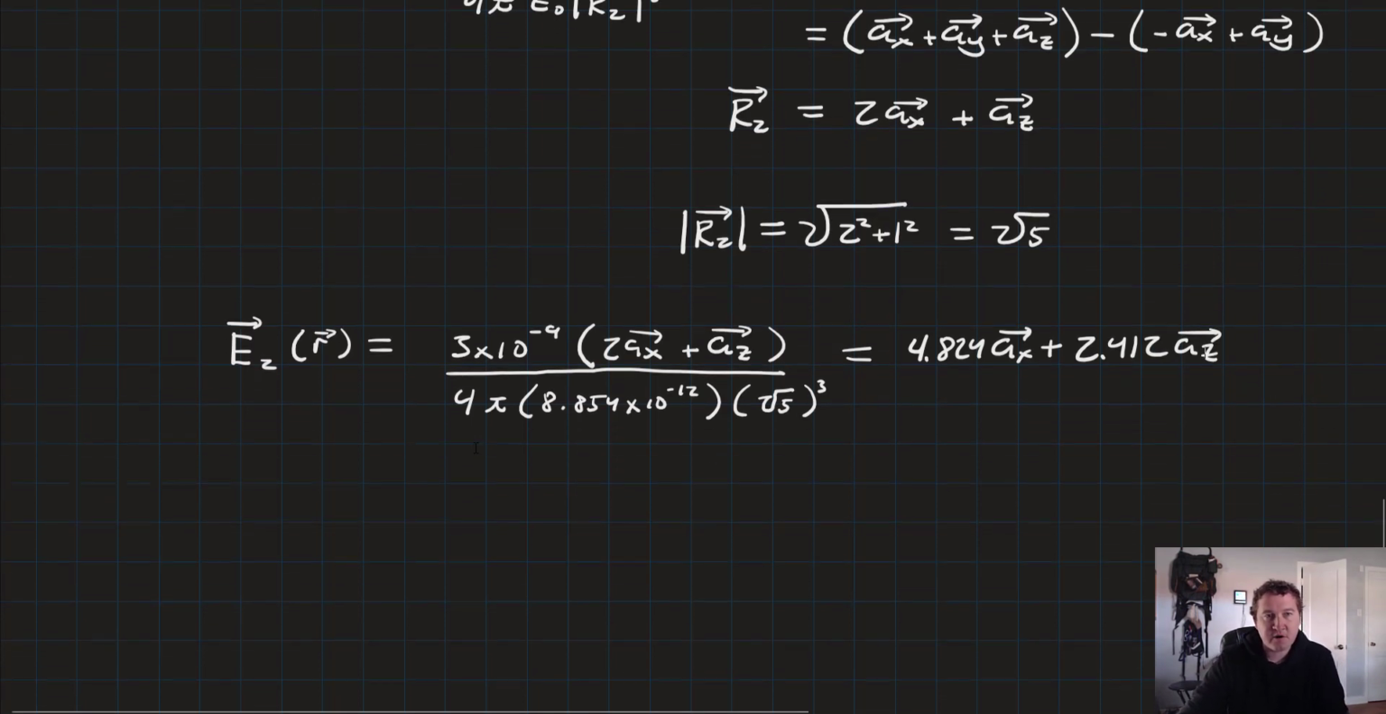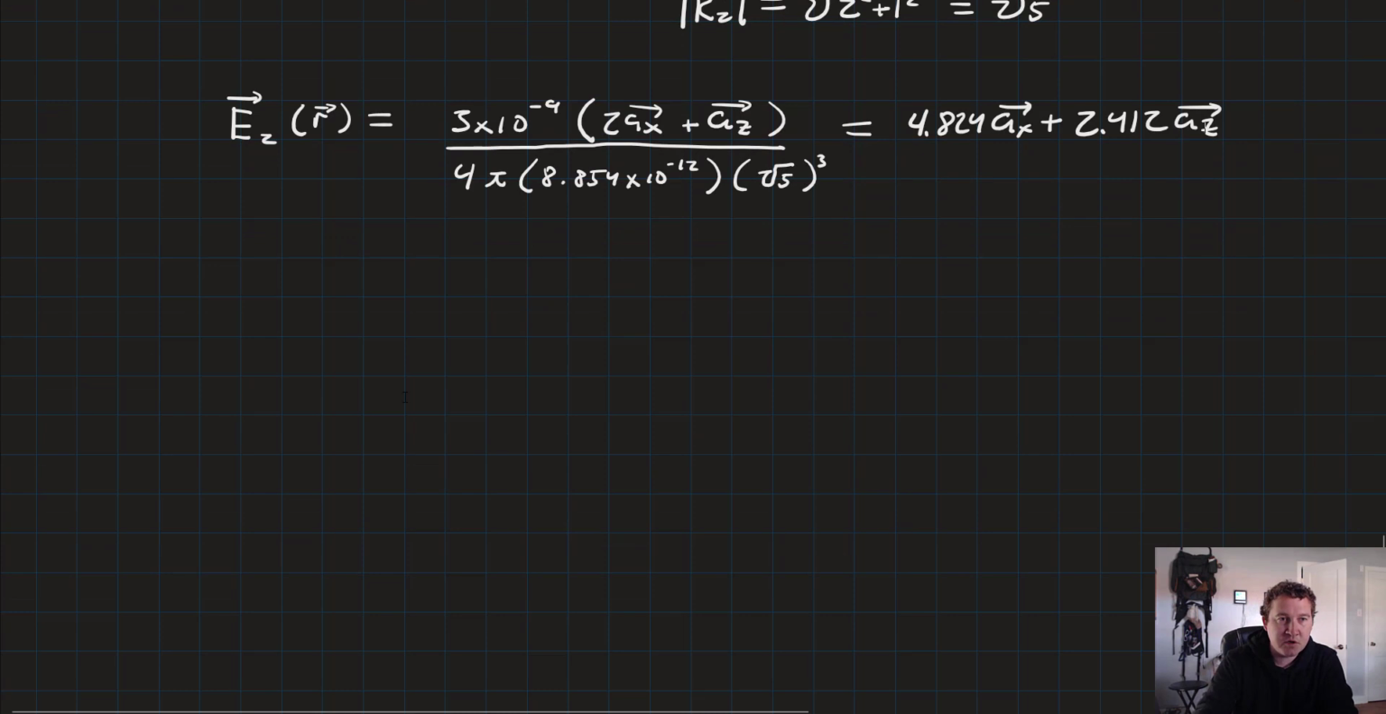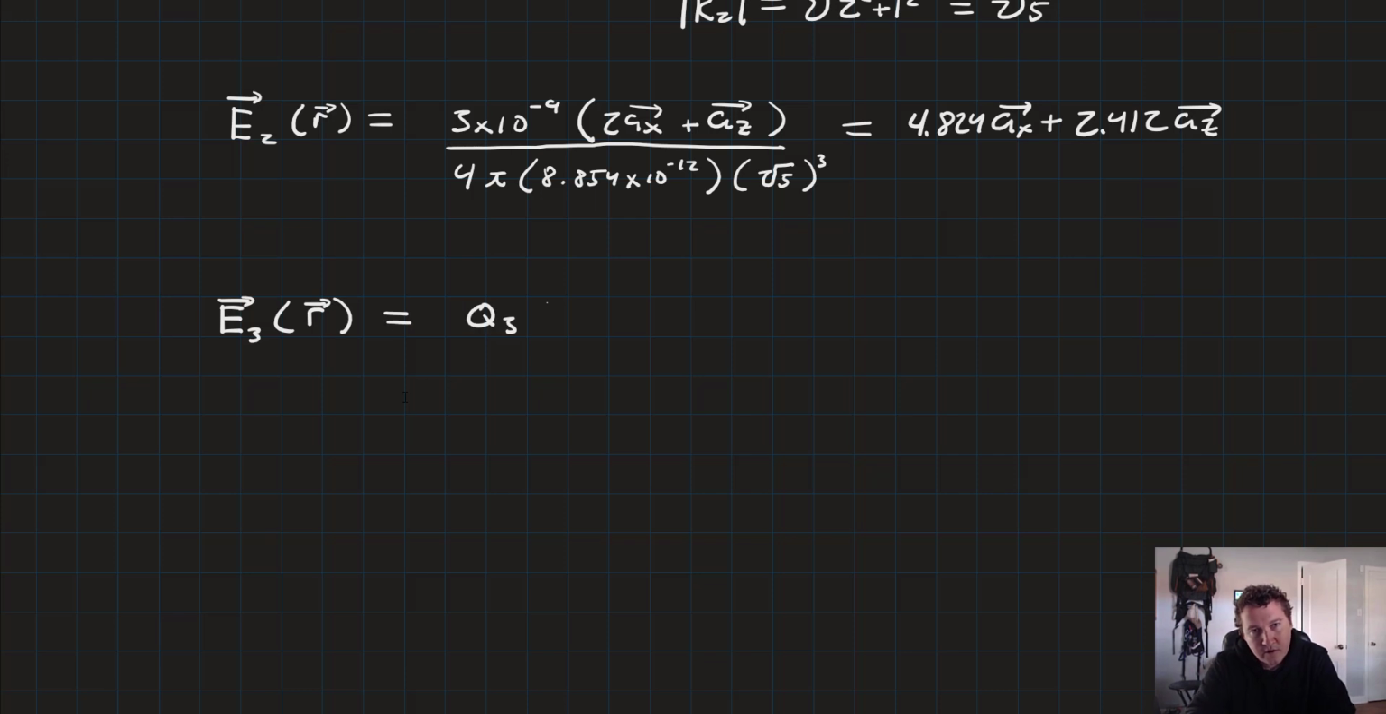And there is our component electric field 2. Now let's do part 3. So, a lot of the same stuff we've already been seeing here. Vector field 3 as a function of r is equal to Q3 times big R3 over 4 pi epsilon naught times the magnitude of R3 cubed.